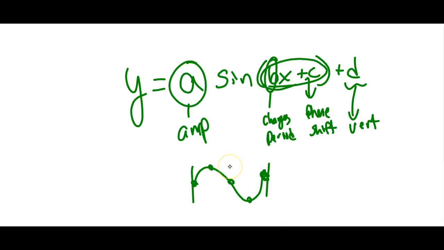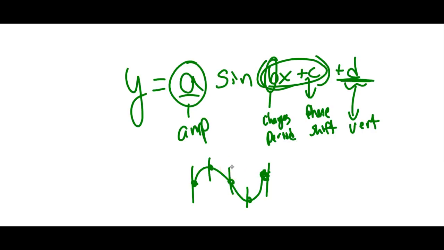And then, halfway between these 2 points, you'll find this one. Halfway between these two, you'll find this one. Halfway between these two, you'll find this one. Then you can say, all right, before you actually graph it, change the amplitude, and then shift them up and down like you need to.